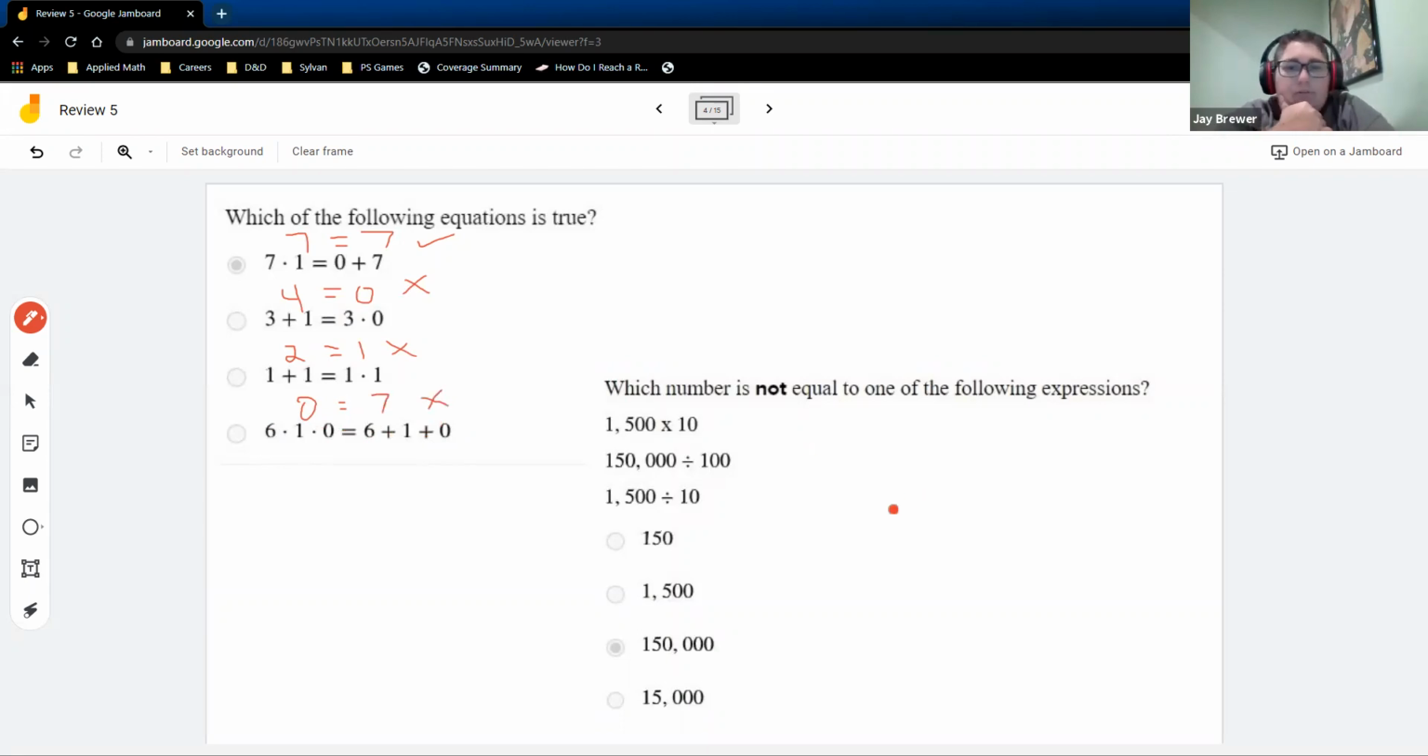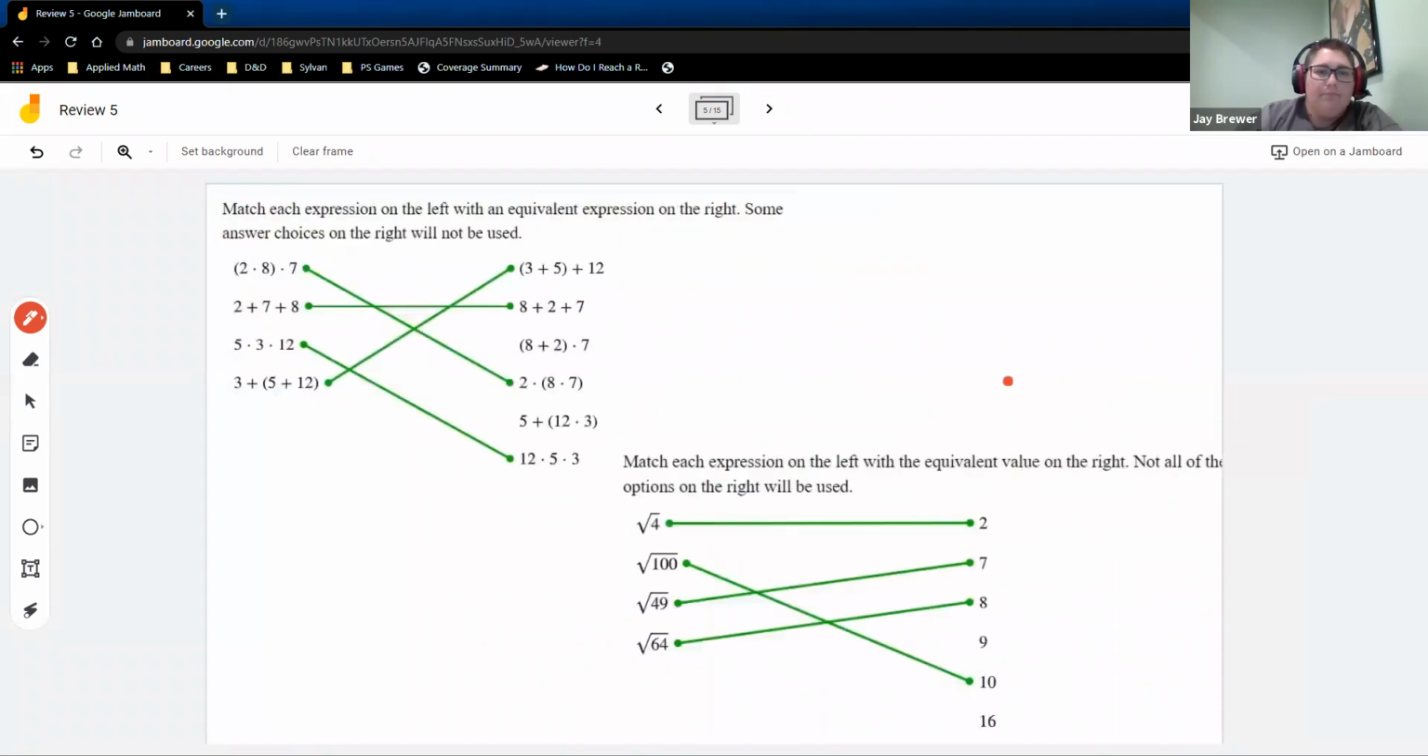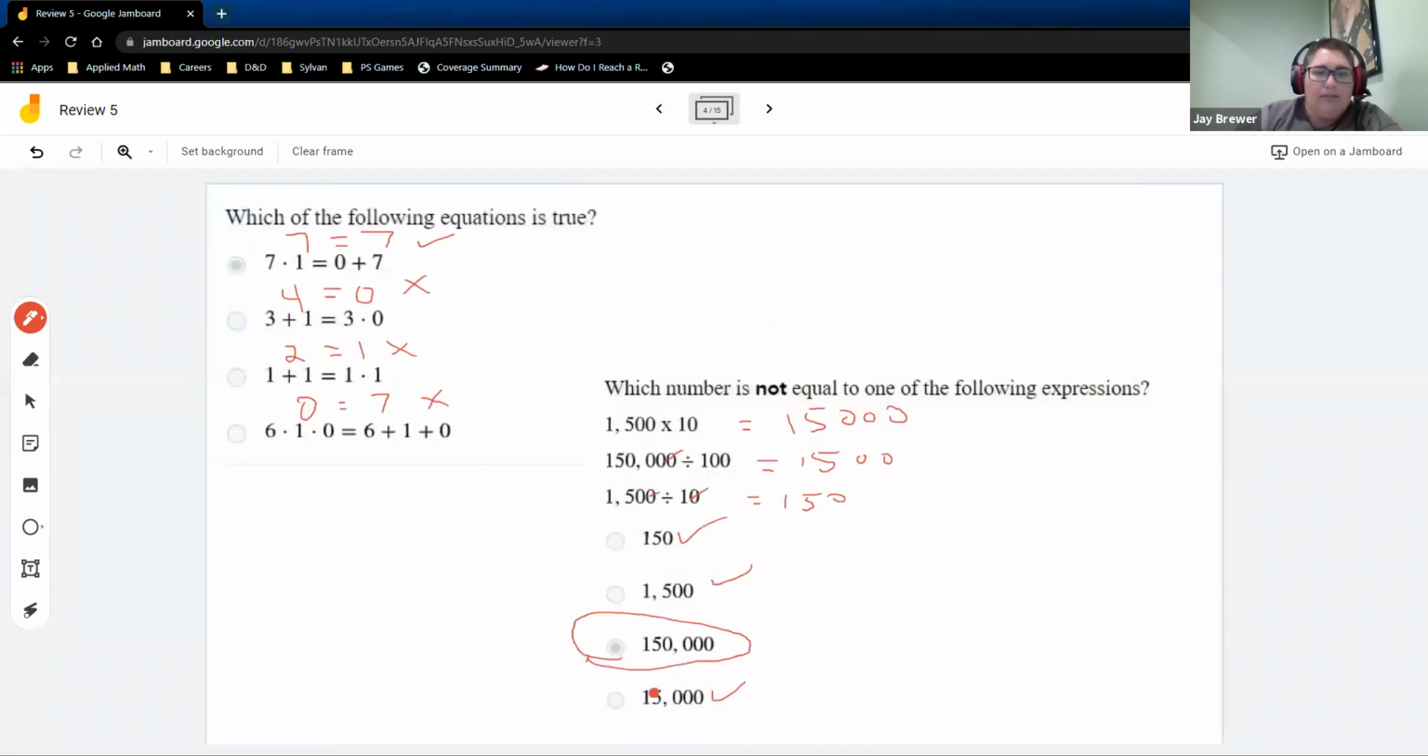All right, which number is not equal to one of the following expressions? So here we would add a 0, so it'd be 1, 5, and 3 zeros. So 1, 5, and 3 zeros gives you that one. Here we're getting rid of 2 zeros, so that's going to be 1, 5, 0, 0. That's right here. And here we're getting rid of 1 zero, so that's 150. So all of them are represented except for this one. Okay, if I'm going too fast, remember in the video you can just pause.